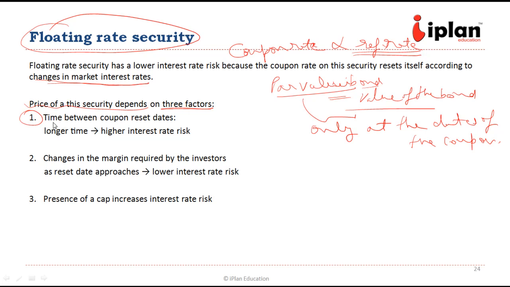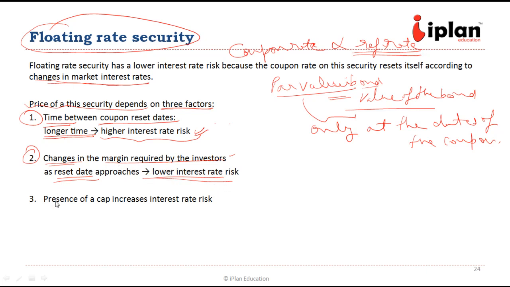First is the time between coupon reset dates. If the reset dates are very close to each other, then there will be no effect of interest rate. But if they are very far away, suppose they are annual, so the time is longer between two coupon dates, the interest rate risk is higher. The price of the bond will respond to these changes if this time is higher. The second factor is changes in the margin required by the investor. So when we are very close to the reset date, the margin required will be less and the interest rate risk will be less.